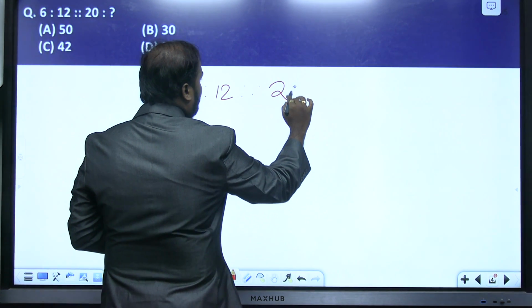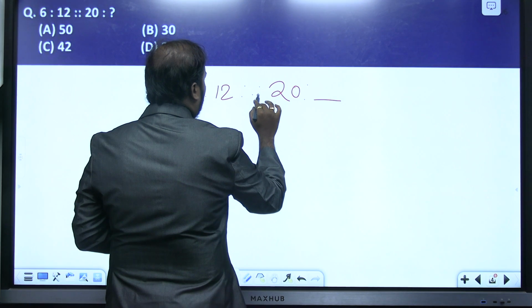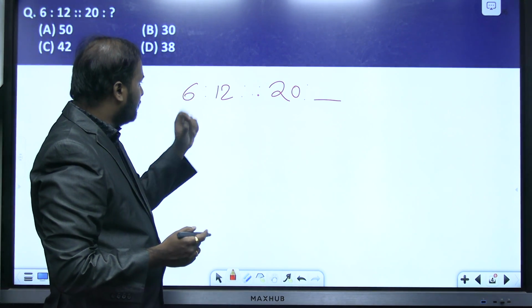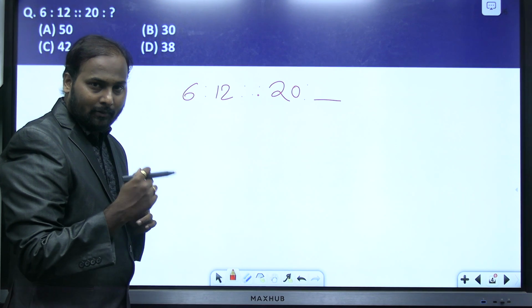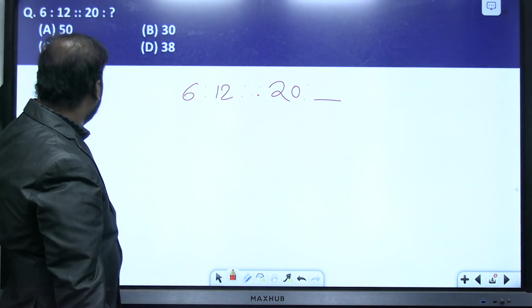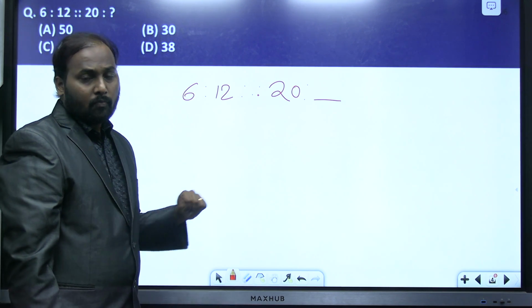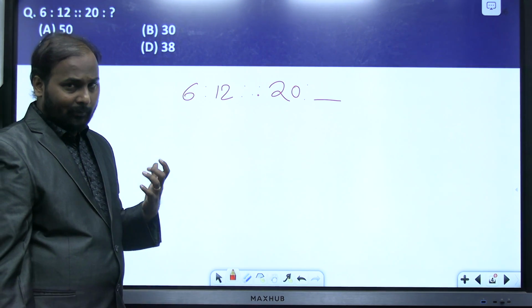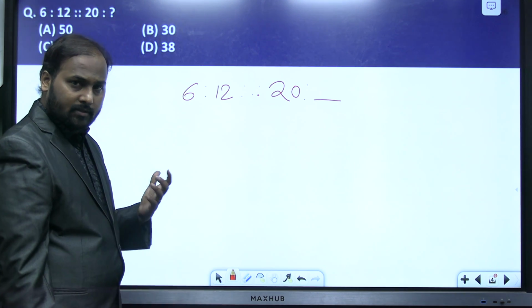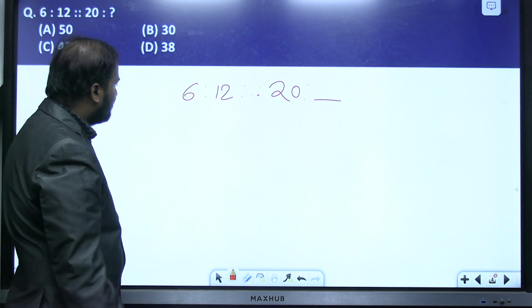Similarly, 20, how much? The moment you see this question, many people think that 6, 12 means multiplication by 2, 2 times 6 is 12. In the same way, 20 times 2 is 40. But it is not there in the options. So what we have to think? It's not double. So is this value near the squares? We need to check that. For example, you take 6.